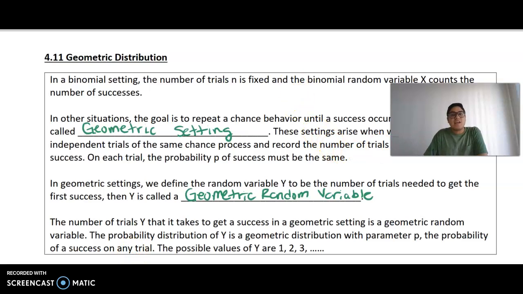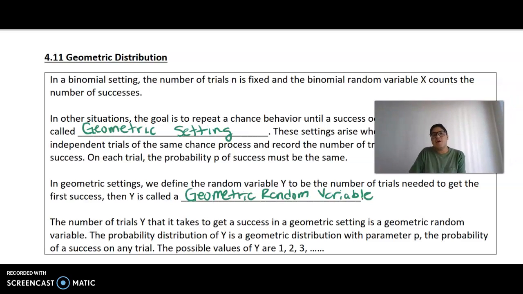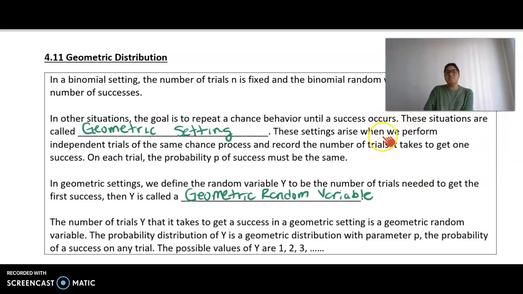Alrighty, now our last type of special random variable is a geometric distribution. Now, in a binomial setting, the number of trials is fixed and we count the number of successes. In other situations, sometimes we're just representing a chance behavior until a success occurs. And when this happens, this is what we call the geometric setting. These settings arise when we perform independent trials of the same chance process and record the number of trials it takes to get one success.